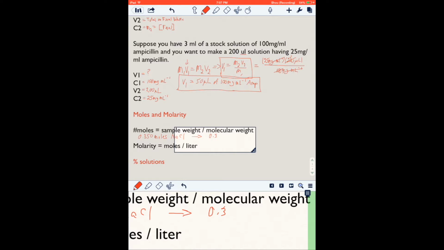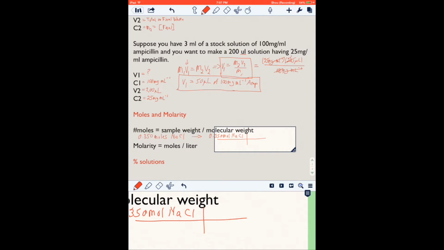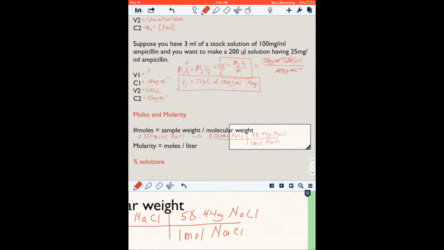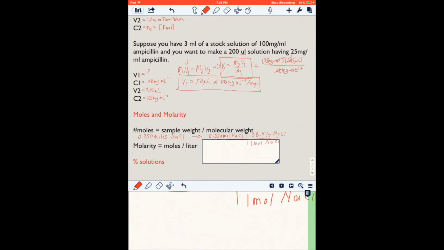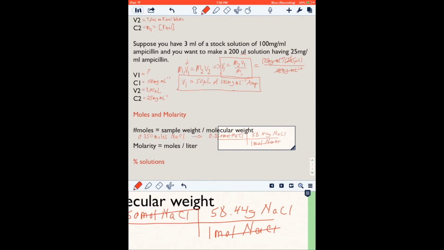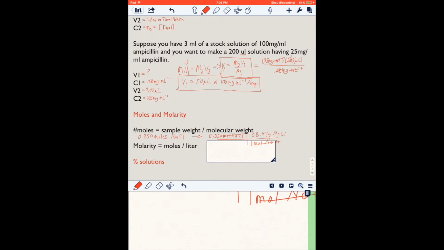So we have 0.350 moles of sodium chloride. And we know that 1 mole of sodium chloride is 58.44 grams of sodium chloride. So when we multiply this out, these units cancel. You're left with grams of sodium chloride. And the answer for this is just going to be 20.454 grams of sodium chloride.